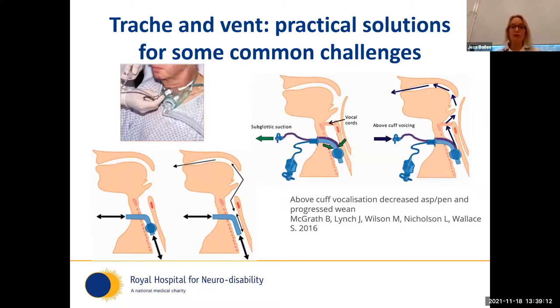There's the new research around above cuff vocalization or above cuff airflow to increase sensation for those that cannot tolerate having the cuff down on their tracheostomy. And FEES is a great place to have a look at that. In fact, that's part of our safety protocol to check their tolerance of that before we start it at bedside. And also using the one-way valve protocol to really see the effects of cuff changes on their saliva management. So just thinking about how we can use the tools to assist in management of saliva as well as oral intake.